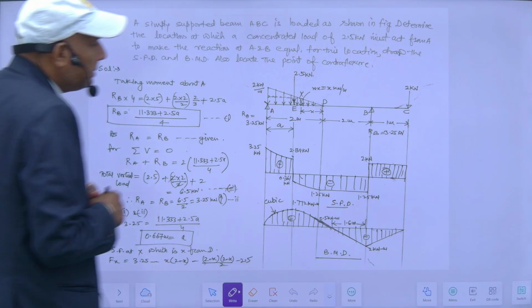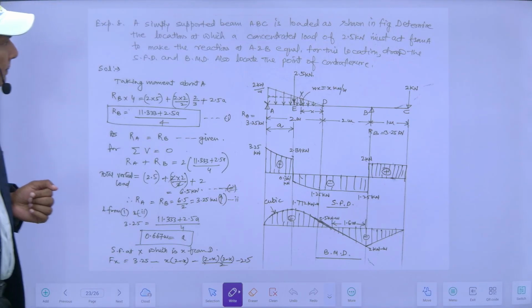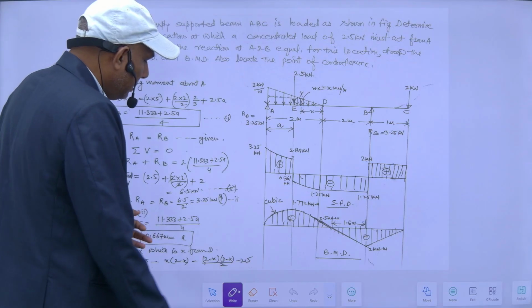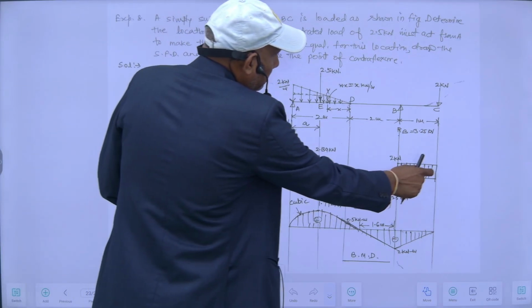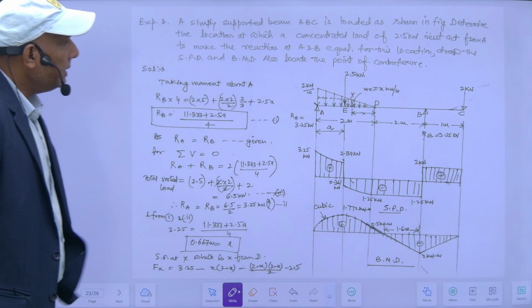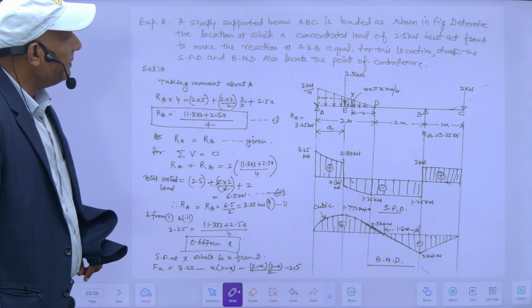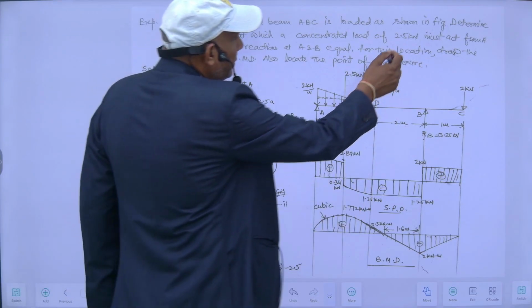Sorry for the disturbance. So this is the last question. A simply supported beam ABC is loaded as shown in figure. Determine the location at which a concentrated load of 2.5 kilonewton.